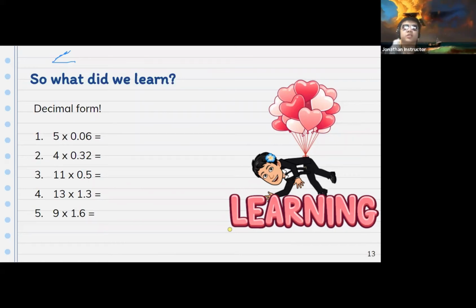Alrighty, guys. So looks like everyone got early. So good job, everyone. Everyone seems to have the correct answers. So let's go over them right now. Use the format, and the first one is 0.3. The second one is 1.28. Third one is 5.5. Fourth one is 16.9, and the fifth one is 14.4. Yep, good job. Everyone seems to have gotten the questions right. So nice job, everyone.